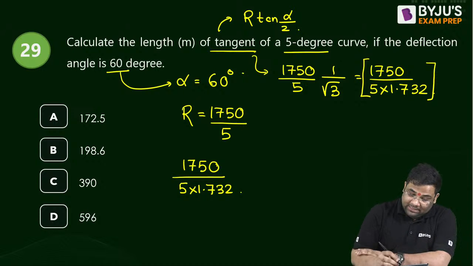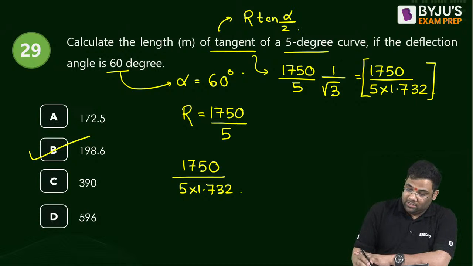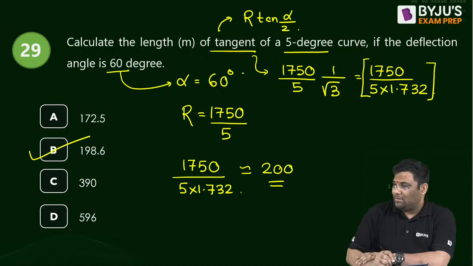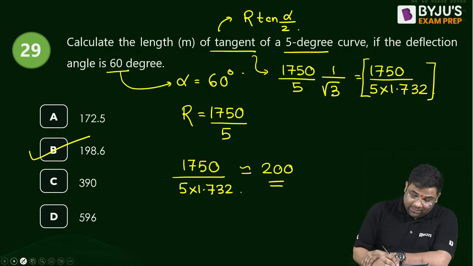So the answer is 198.6. Answer is 198.6, right? You can do this calculation. If you take it, you can see that it is almost equal to 200, right? Almost equal to 200. So 198.6. Okay. Next question.